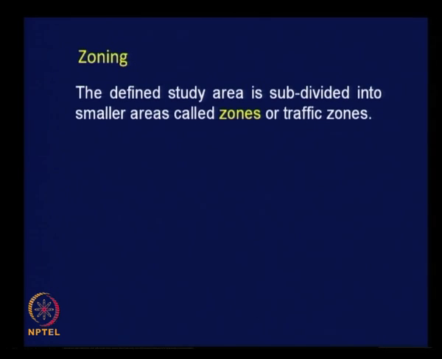Then once you delineate the boundary for your study area, we have to divide the whole of the area into smaller land use parcels, or you must divide the area into small traffic zones, and this process is called zoning. Zoning of the planning area. The defined study area is subdivided into smaller areas called zones or traffic zones.